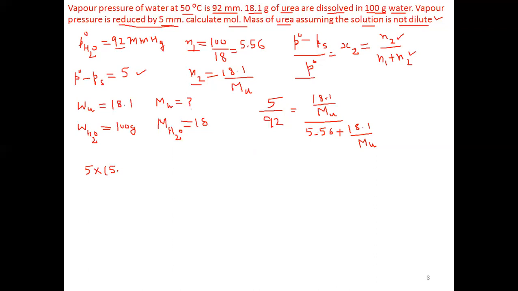5.56 plus 18.1 divided by molecular mass. We can also calculate by other methods, but I am adopting this method so that you understand. We can take 18.1 by Mu common here, then it gets cancelled, but you can do that later. First try to understand the numerical. So we have followed a simple method.